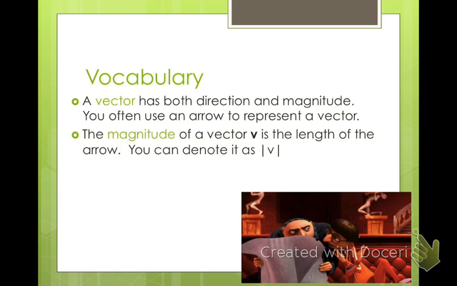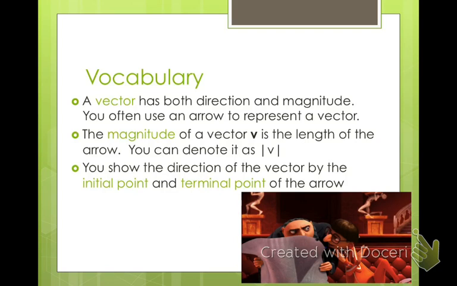The magnitude of a vector v is the length of the arrow, and you can denote it as the absolute value of v, because the length, or the magnitude, is always positive. You can't have a negative magnitude. You show the direction of the vector by the initial point and terminal point of the arrow. So it starts at a point and ends at an arrow.